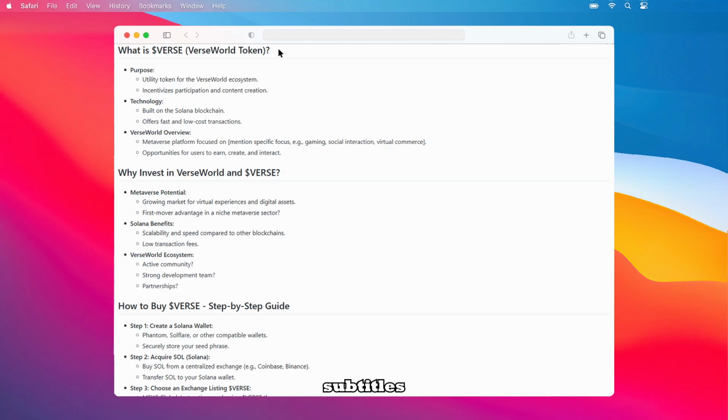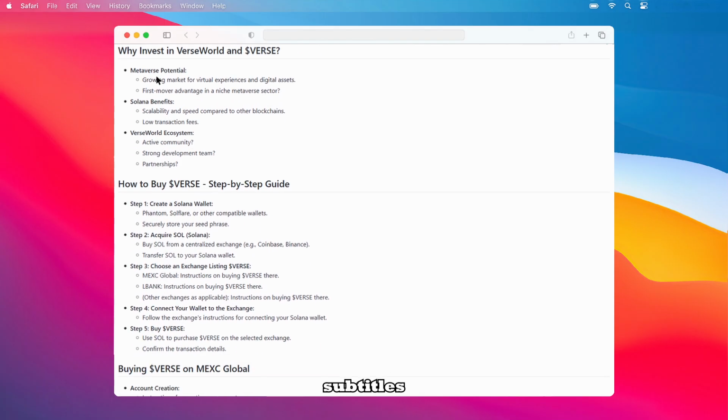Why should you consider investing in VerseWorld and Dollarverse? The metaverse shows significant growth for virtual experiences and digital assets. There may even be a first-mover advantage in a specific metaverse sector. Solana offers scalability, speed, and low transaction fees. Consider, is there an active community, a strong development team, or exciting partnerships? Let's move on to our step-by-step guide on how to buy Dollarverse.